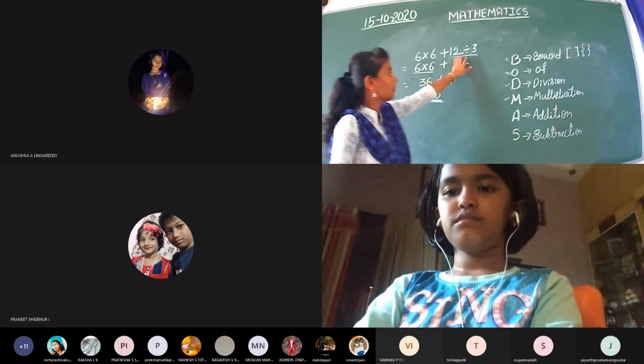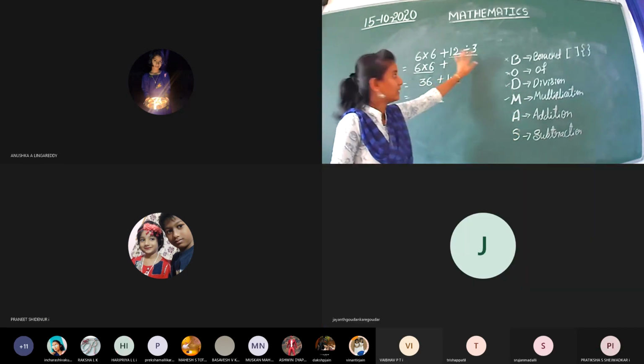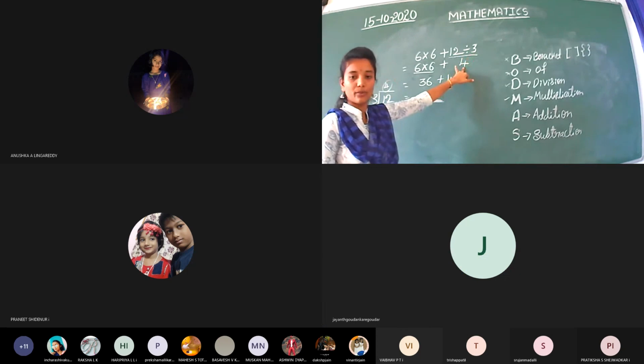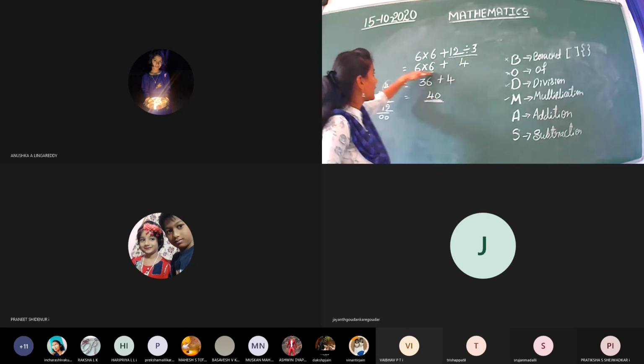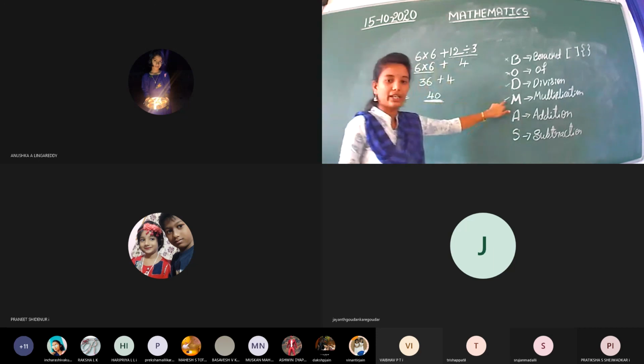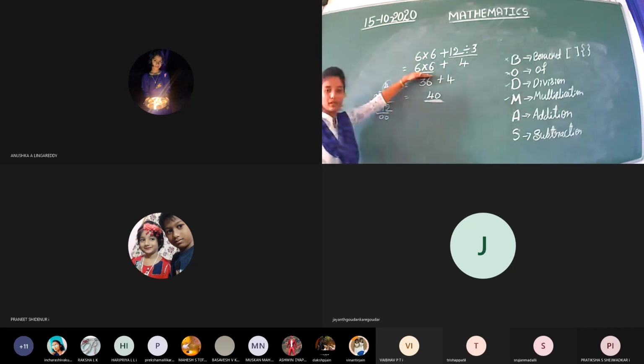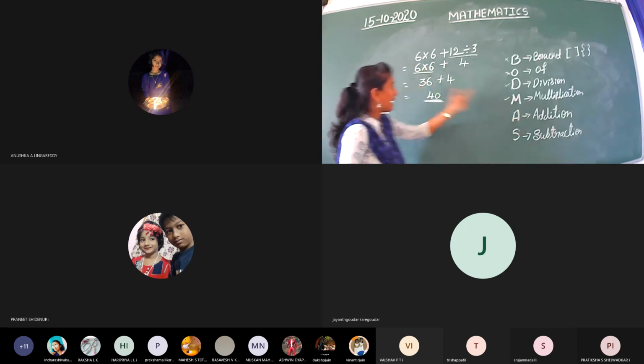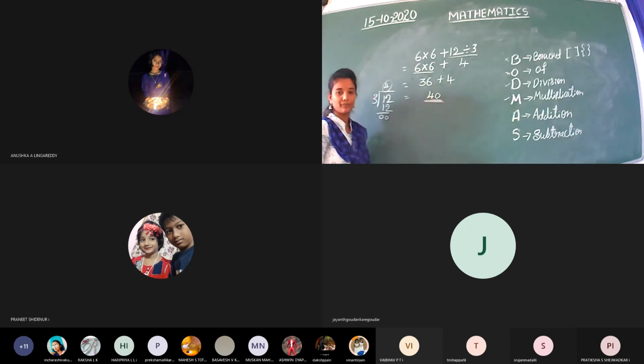See, first do the division. 12 divided by 3 is 4. Division is over now, then write the remaining as it is. Then the next one, after division comes multiplication. Multiply the numbers: 6 into 6, 36. Then after multiplication, addition: 36 plus 4, 40.